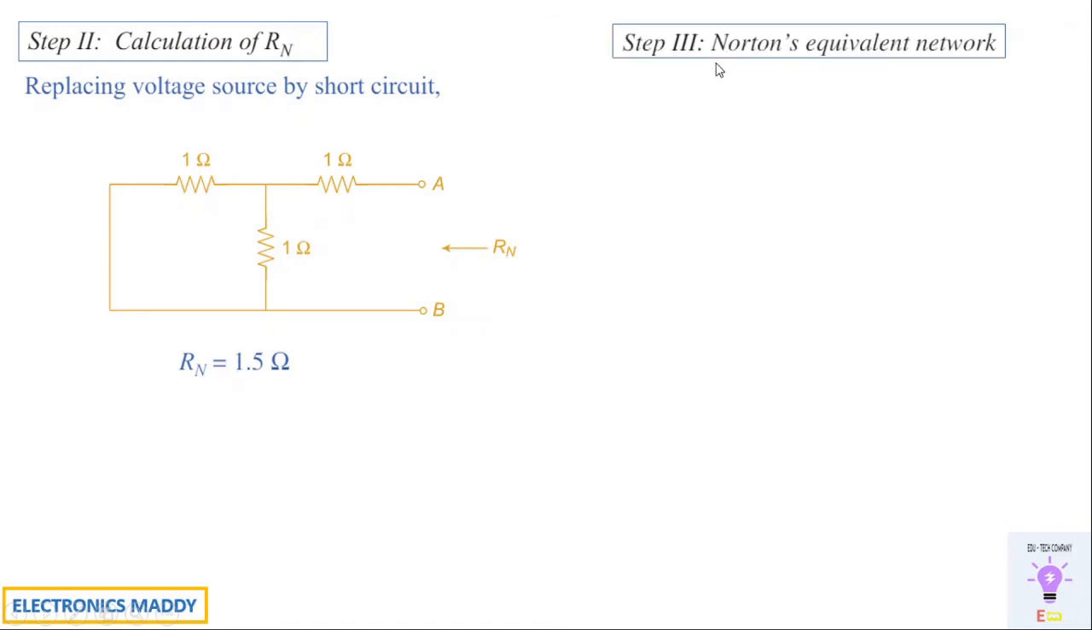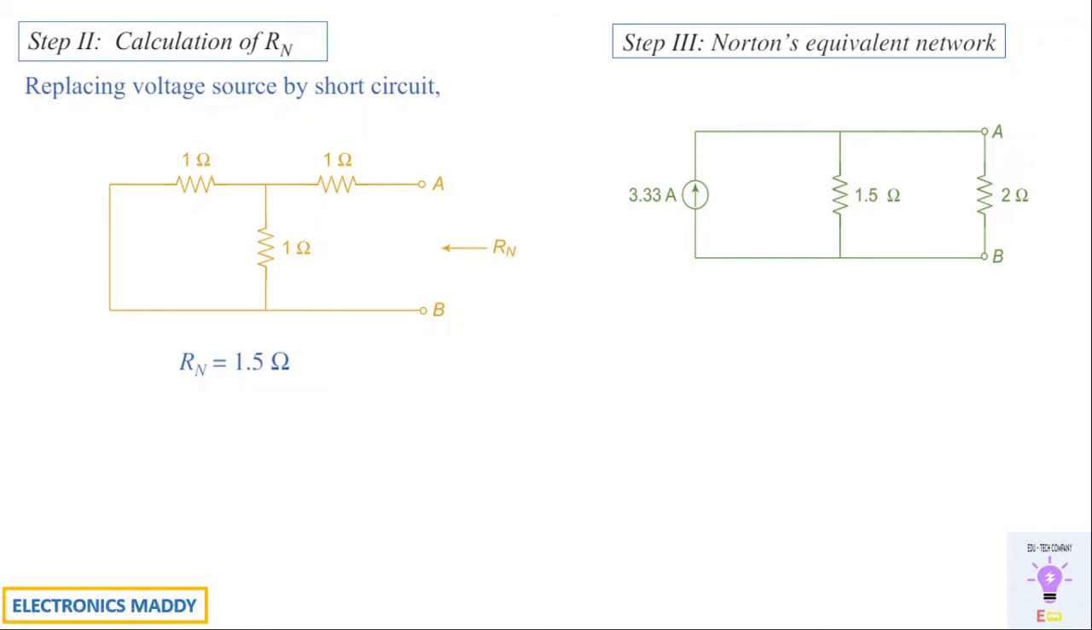Step 3 is to represent Norton's equivalent circuit according to our equation. We have the value of IN, we have the value of RN. We'll simply represent a current source in parallel with a resistor RN, and that is connected to a load resistor of 2 ohm. That is all they've asked. They've not asked us to find the current with respect to this particular network, so we'll stop at this point since they've only asked for the Norton's equivalent circuit.